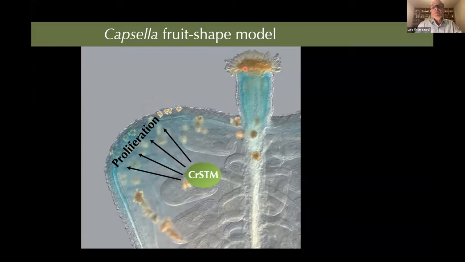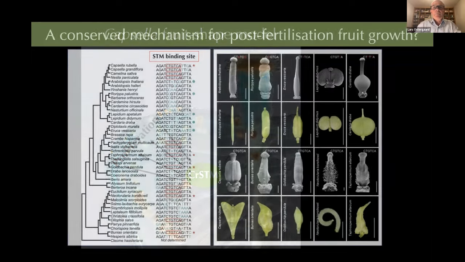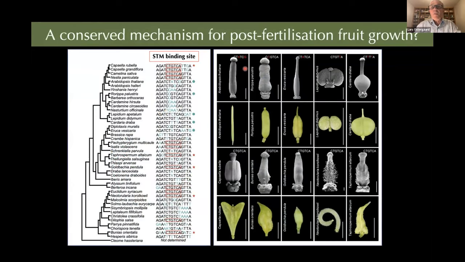So this is all very good. We now know how the Capsella heart in some detail is formed. But of course, it's also quite interesting to find out whether this is a mechanism that is conserved and can explain the diversity that we see in the Brassicaceae family. And in order to find out a bit more about that, we then looked at this STM gene in many species within the Brassicaceae, in more than 40 species.